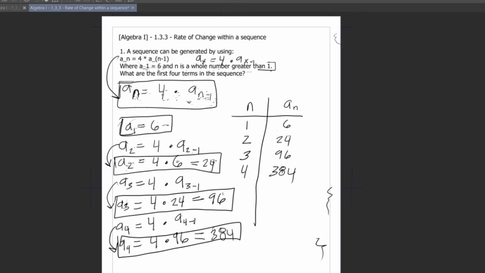So hopefully that makes sense. I know sequences can be a little confusing until you actually get it. Then once you get it, I think it's pretty straightforward.